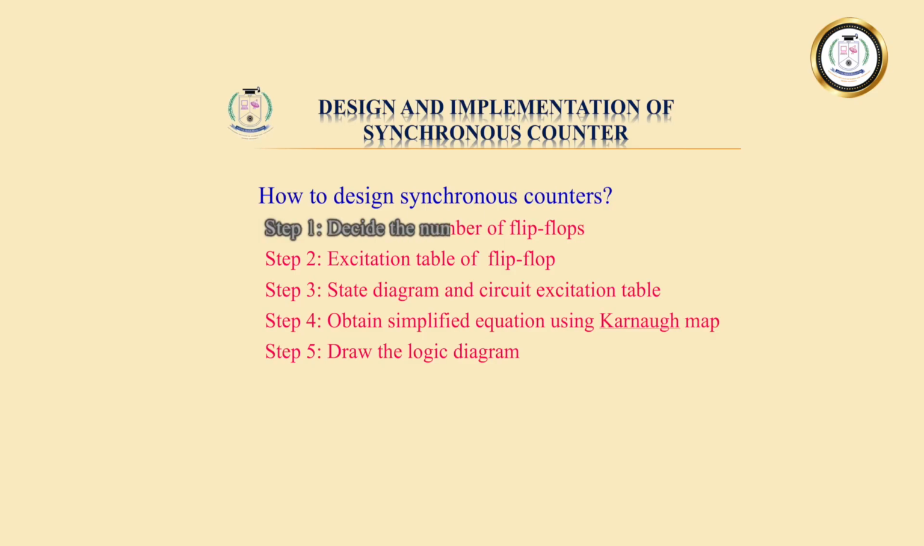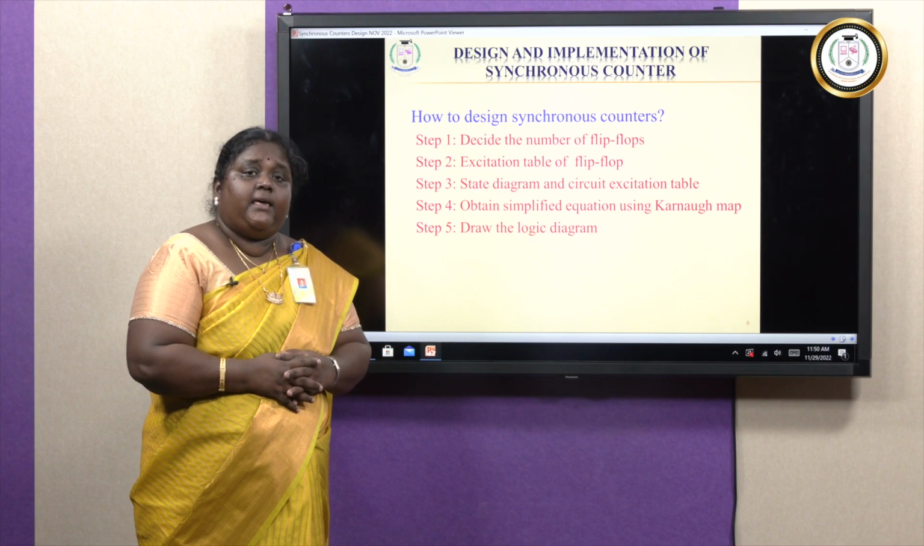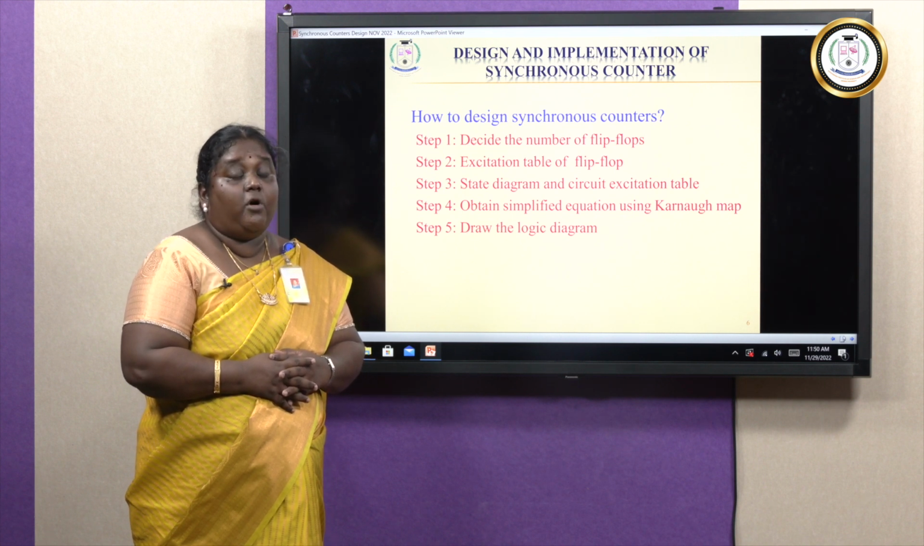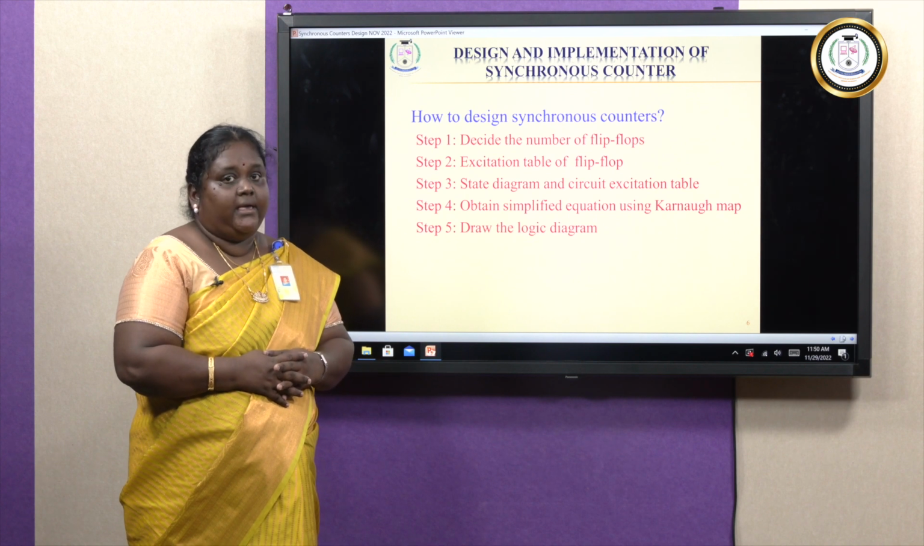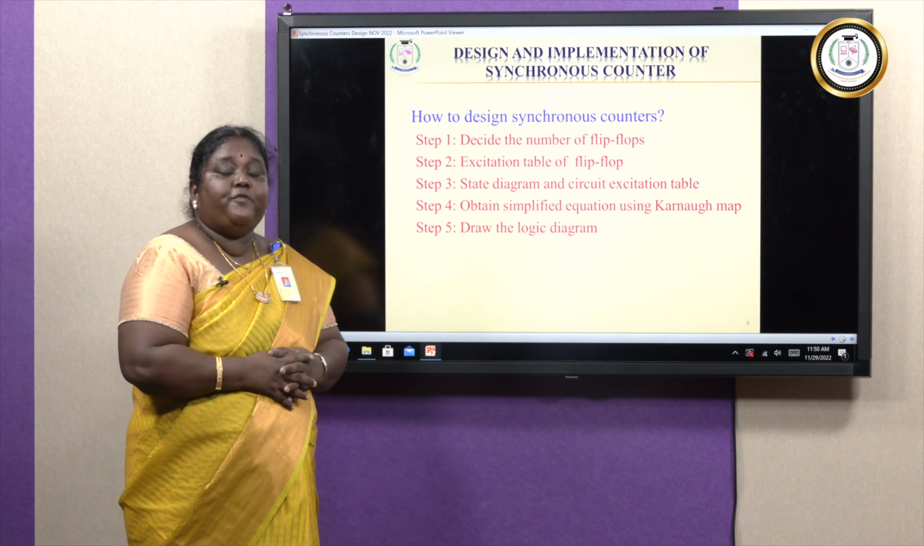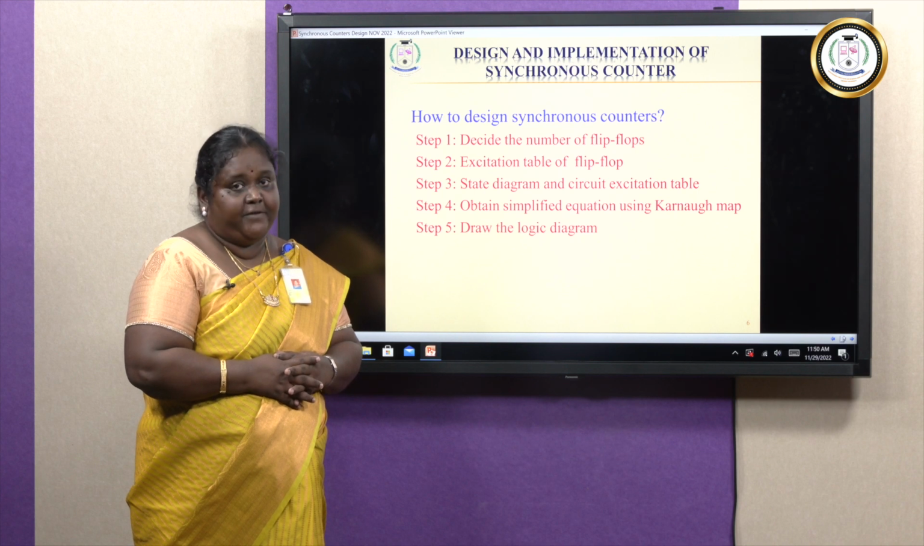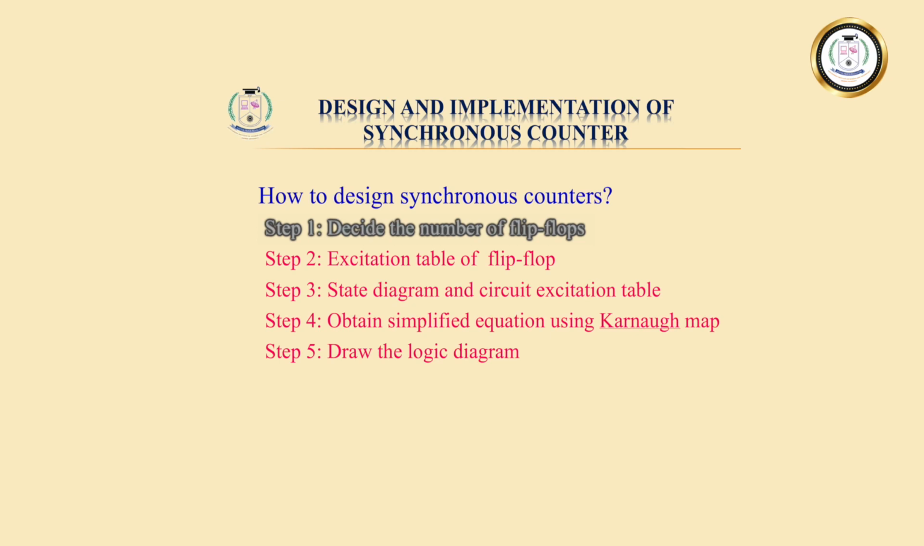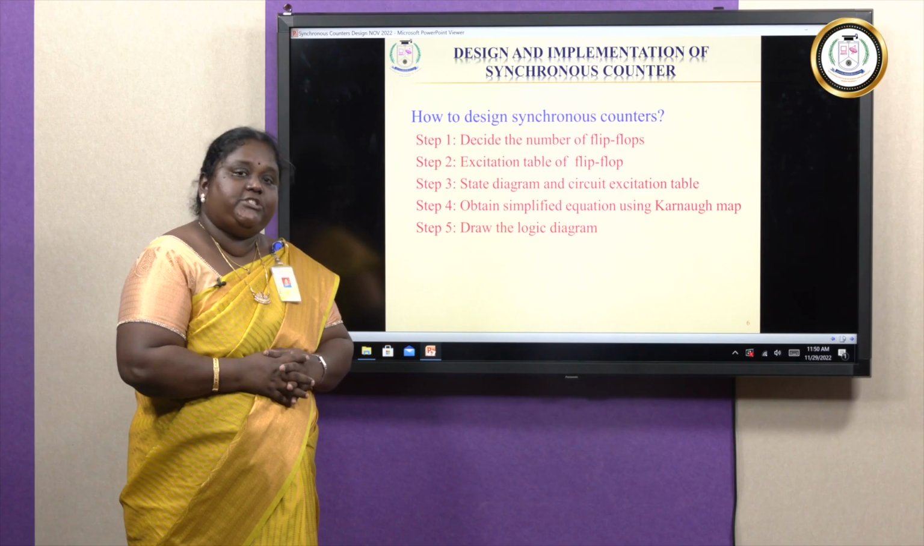As step 1, we need to decide the number of flip-flops. As we discussed in the previous slide, the number of flip-flops is decided by the modulo number, or the number of states it is going to occupy. That should be decided before we start the design of the counter. Then in step 2, we have to make use of the excitation table for the flip-flop which we have chosen, and then in step 3 we create the circuit excitation table with the help of the state diagram. That is about step 3.